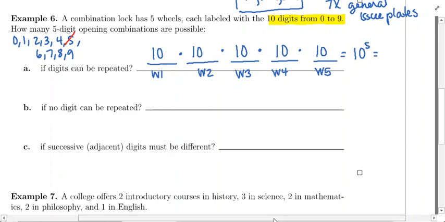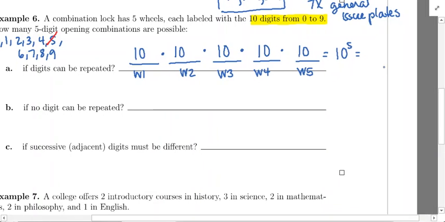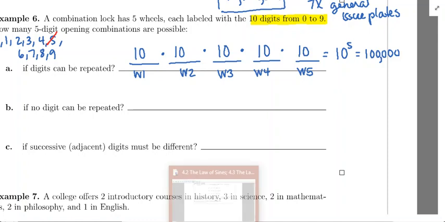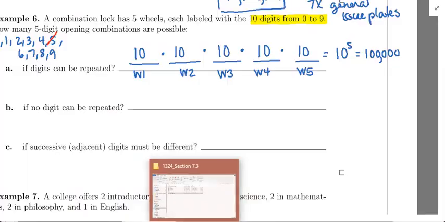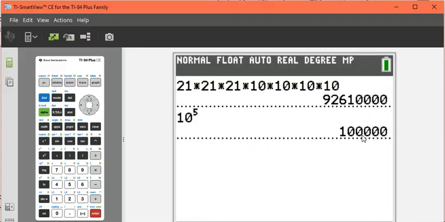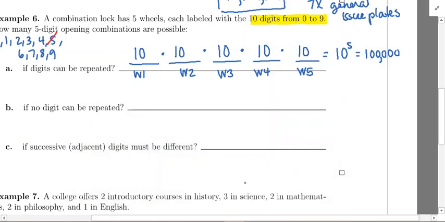So let me move this over. This is going to be 1, 2, 3, 4, 5. Let me put my commas in. So basically that is 100,000 combinations possible. I'm just checking my numbers here. Yep. So that's how many different combinations are possible if digits can be repeated.